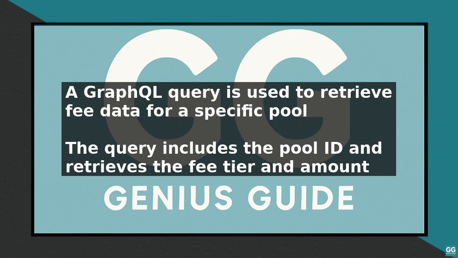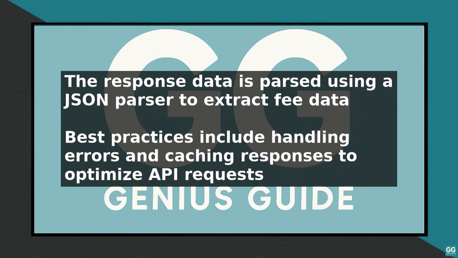Best practices for querying Uniswap pool fees via API include handling errors and exceptions properly, caching responses to reduce the number of API requests, and using a reliable and efficient API client library to send requests to the API endpoint.